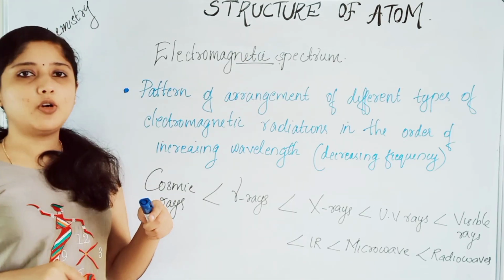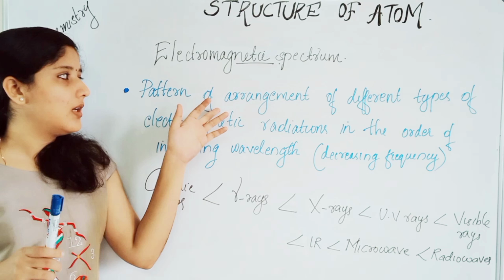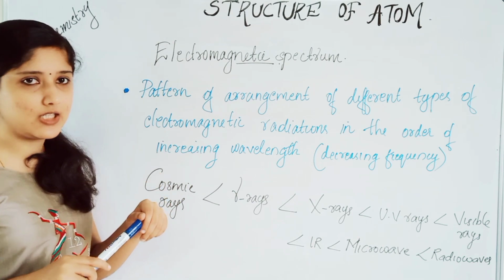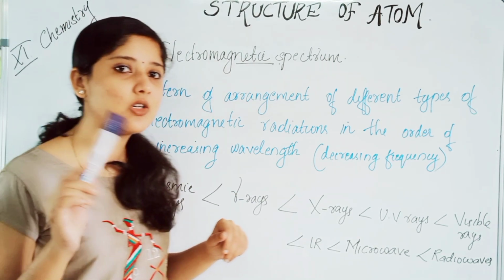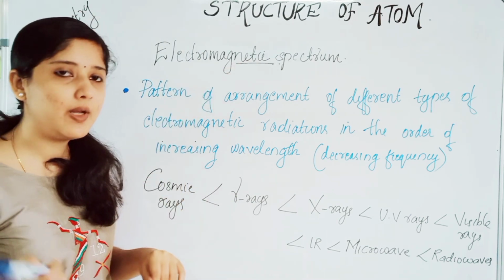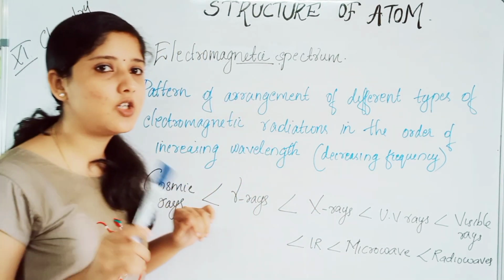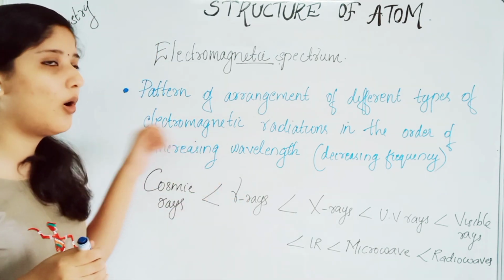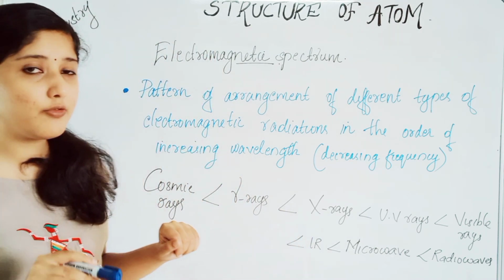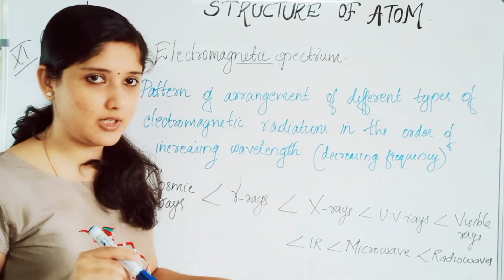We already studied about electromagnetic radiations. This is just a recap. Electromagnetic spectrum is a pattern of arrangement of different types of electromagnetic radiation. Electromagnetic radiation and its characteristics like wavelength and frequency, we already studied. The spectrum obtained from an electromagnetic radiation is called the electromagnetic spectrum. That is, it's a pattern of arrangement of different types of radiations in order of increasing wavelength or decreasing frequency. The order of increasing wavelength or decreasing frequencies, that is, they are inversely proportional.